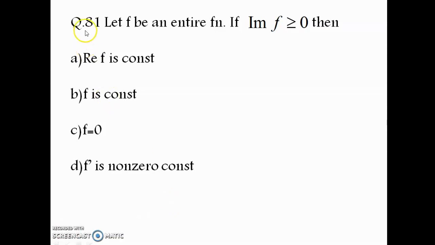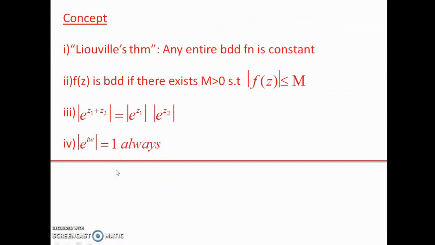Next question 81. Let f be an entire function. If imaginary part of f is greater than or equal to 0, then. So we are given an entire function and its imaginary part is greater than or equal to 0. Then we have to check which of the following is correct. First of all, we'll look into the concept. In the question we are given f as an entire function. I guess all of you know what an entire function is. Entire function means the function is analytic everywhere.